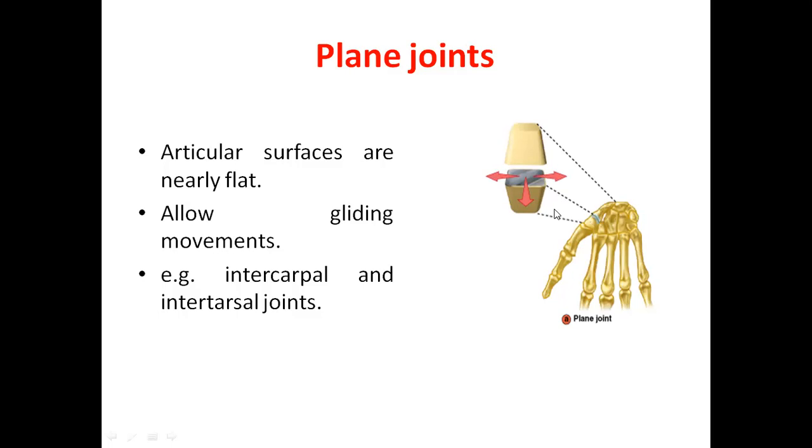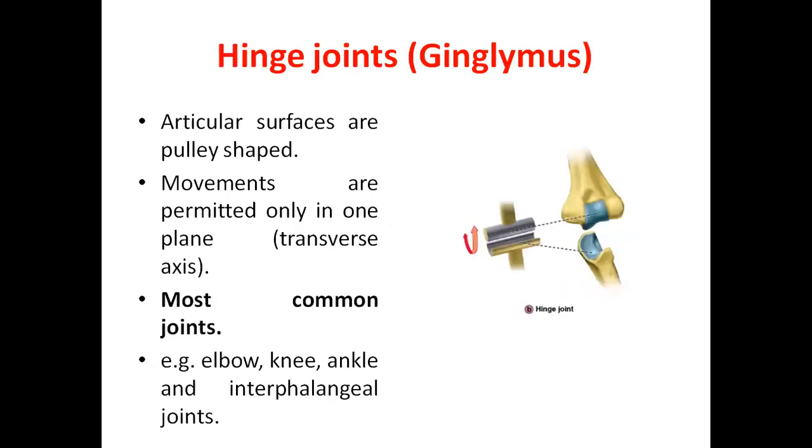or front and back movements. Examples of such plane joints, a variety of the synovial joint, are the intercarpal and intertarsal joints. These are the small joints of the hand. They are called intercarpal, while those joints between the tarsal bones of the foot are called the intertarsal joints. So these are the plain variety of the joints.